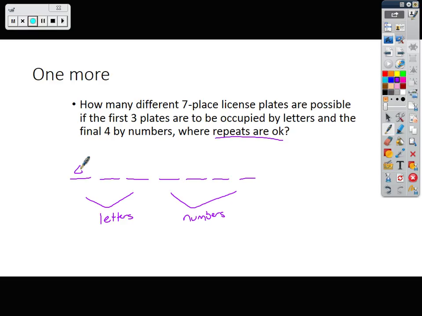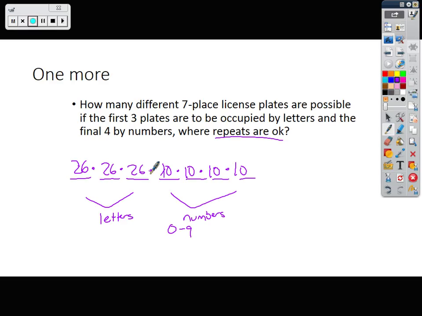That means there's 26, 26, and 26 for letters. And then for numbers, they can be 0 through 9. So there's actually 10 numbers. So then I say 10, 10, 10, and 10.